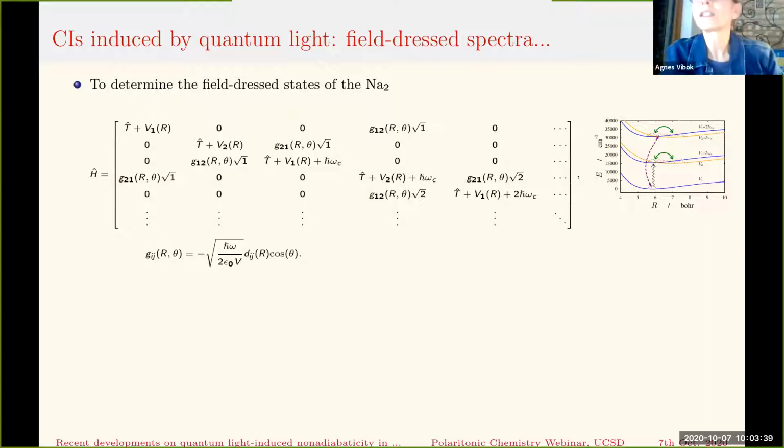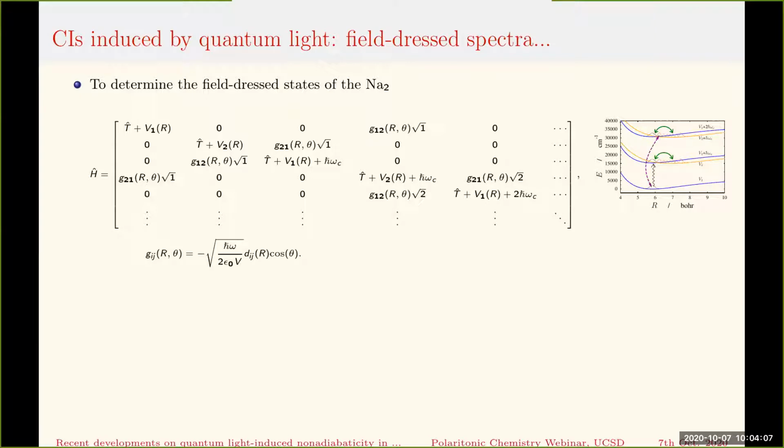Sorry, I didn't understand your question. The degeneracy can be broken by, for example, the quadrupole coupling. Okay, probably yes. In higher order, of course, yes. Thank you.